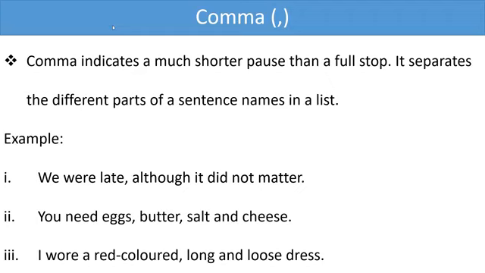Then come to the comma. Comma indicates a much shorter pause than a full stop. It separates the different parts of a sentence and names in a list. When we write more than one name or more than one subject, we put a comma to separate them. Here are some examples for you.